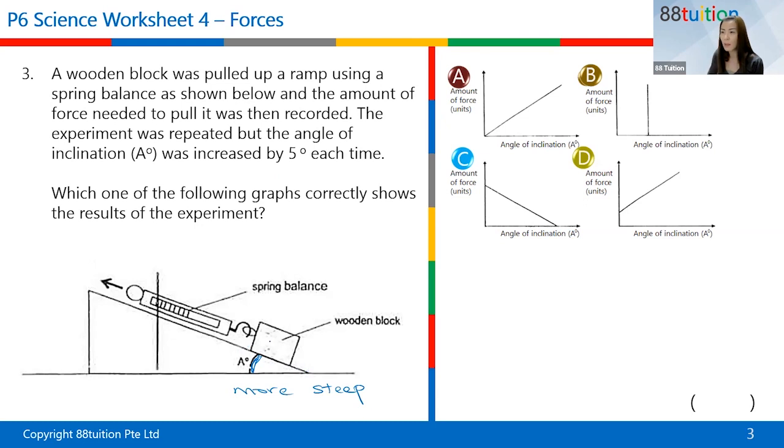More steep means, okay, if I try to draw, I don't think I can draw so nicely, but you know, yeah, this is like a slight increase, right? Maybe just 5 degrees, but can you see that the slope becomes more steep? Every time you increase the angle, it's going to make the slope steeper. Yes? So every time it becomes steeper, what happens? Is it easy to move the wooden block?